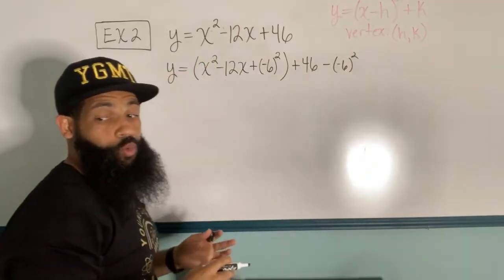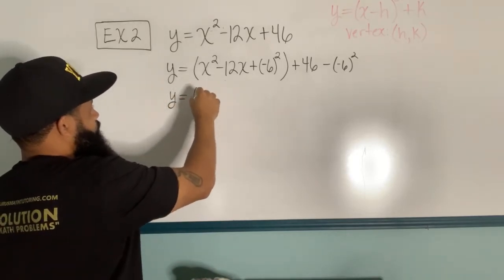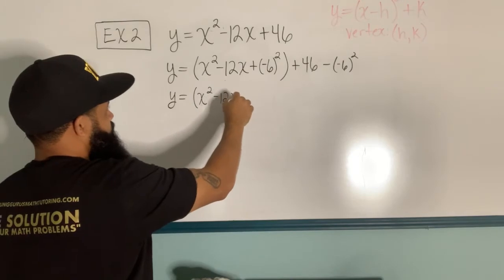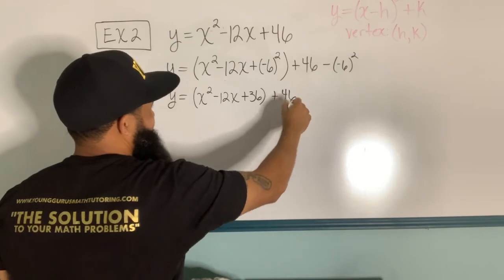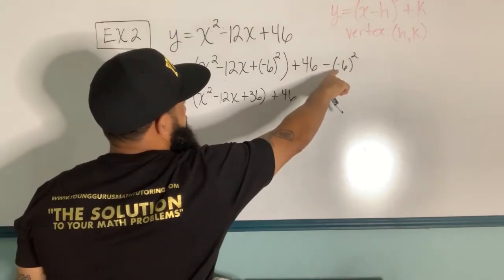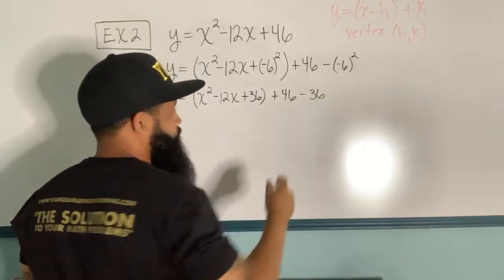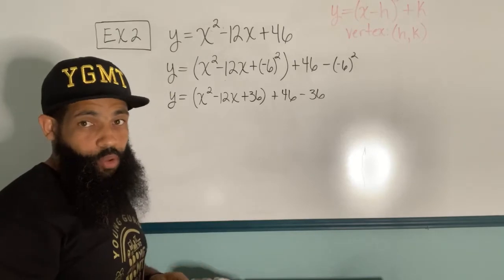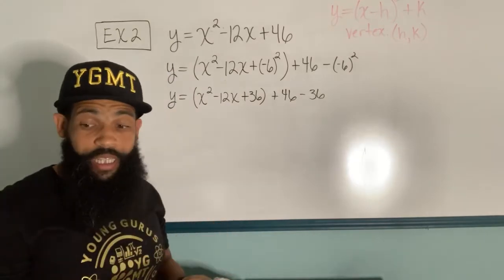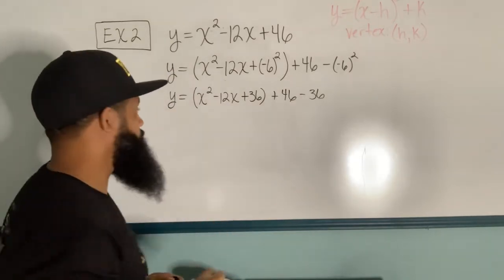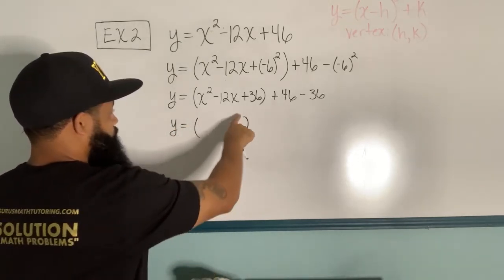All right. So then when I simplify that, I'm going to actually say y equals x squared minus 12x plus 36, and then plus 46. Now here, negative 6 to the second power is 36. So 46 minus 36. All right. Very, very important. Now, once again, you may say, why am I adding here and subtracting there? Because we're on the same side of the equal sign, so we want to keep that balance. All right, so now let's simplify. Y equals, if we factor, this time I'm going to cut out a step.